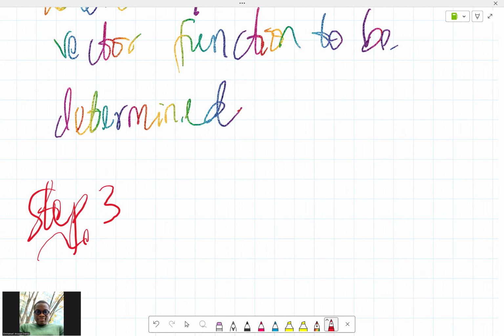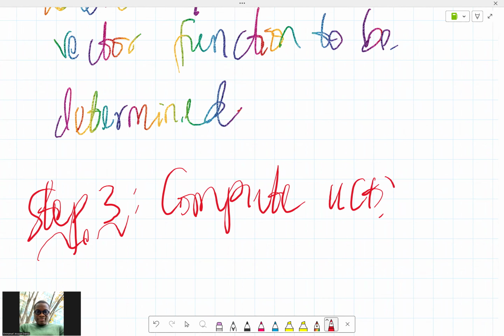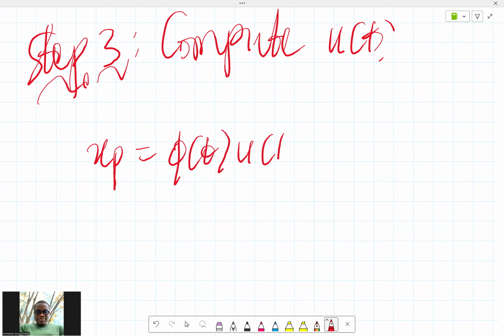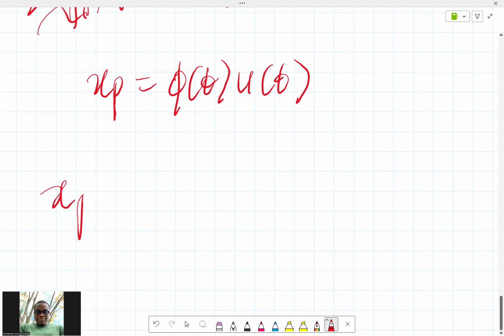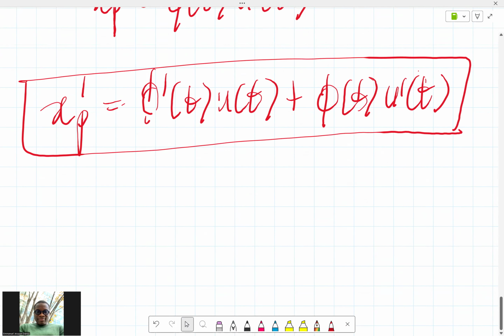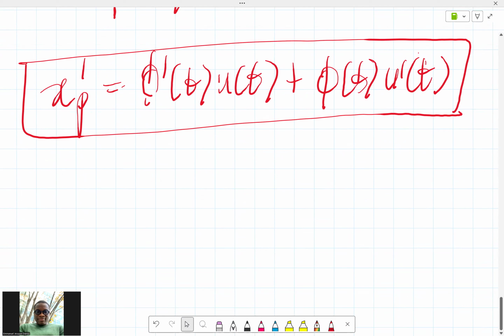In step 3, that's where we look for these coefficients. We compute the u of t. And the way to do that is we refer back to xp, which is phi of t u of t. Then we differentiate: xp prime is equal to phi prime of t u of t plus phi of t u prime of t. That's the product rule. We've seen this kind of thing before when we were talking about undetermined coefficients for second order, I think.